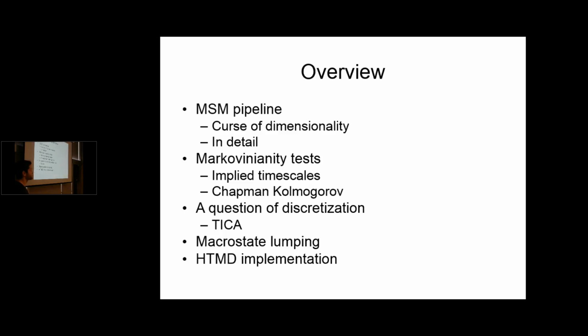So essentially what I'm going to talk about is a bit about the general MSM pipeline, how to build an MSM. Then I'm going to talk about some Markov linearity tests, which you will have to know, at least the implied timescales one. Chapman-Kolmogorov maybe not so much, but it's nice to understand. Then we're going to talk about discretization problems, which Guillermo also mentioned. Macrostate lumping, so how to go from microstates to macrostates. And lastly, I'm going to talk about the implementation of Markov-state models in HTMD. And then I will also show you in code in the notebooks how we do all of the stuff in HTMD.